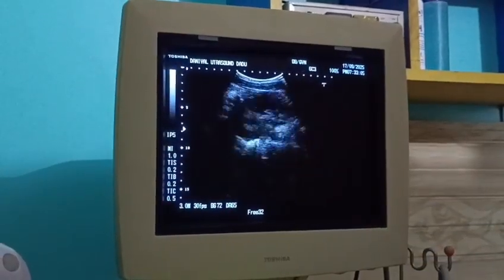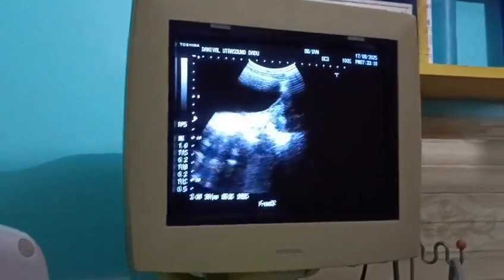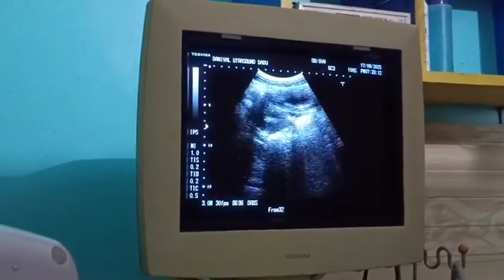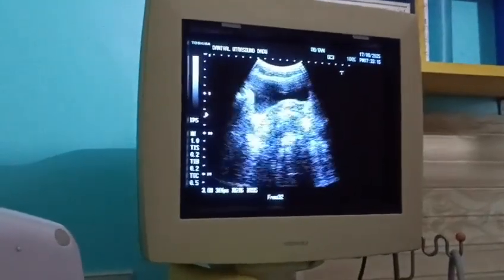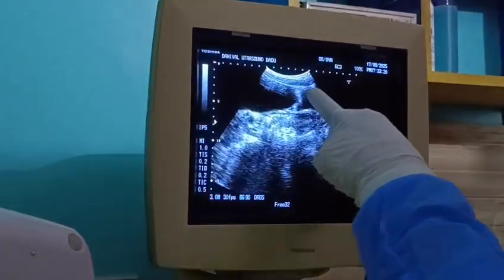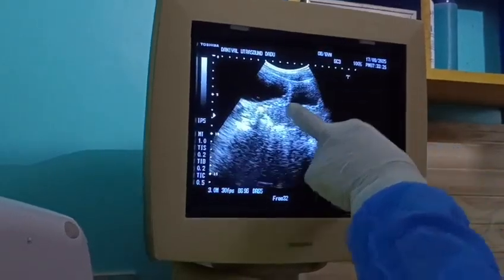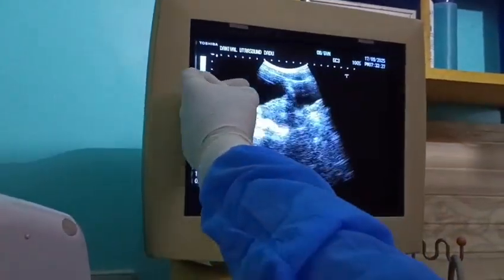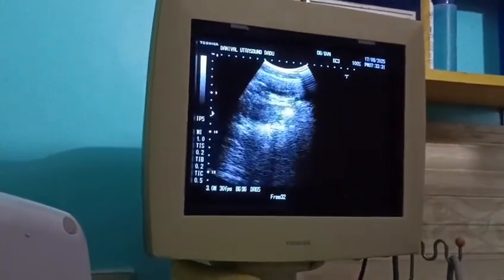Now we have to differentiate it from an enlarged urinary bladder. Sometimes an enlarged urinary bladder mimics an ovarian cyst. Here is the urinary bladder. There is a borderline. This is the superior wall of the urinary bladder. Here again is the same cystic structure. This is the urinary bladder. So both are separated by a wall.